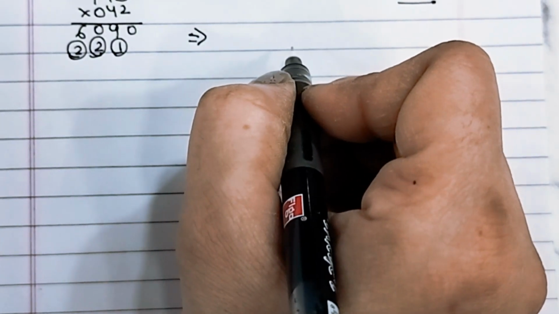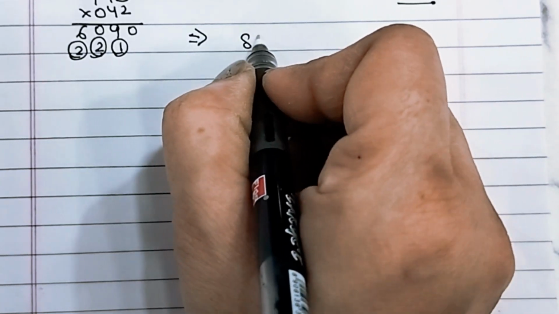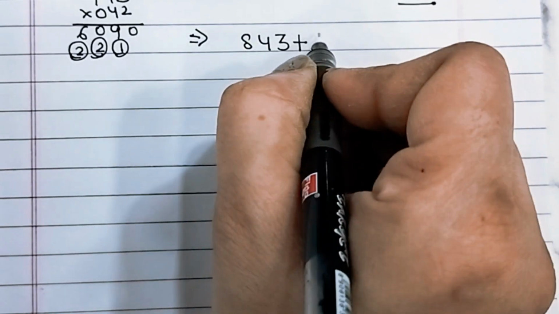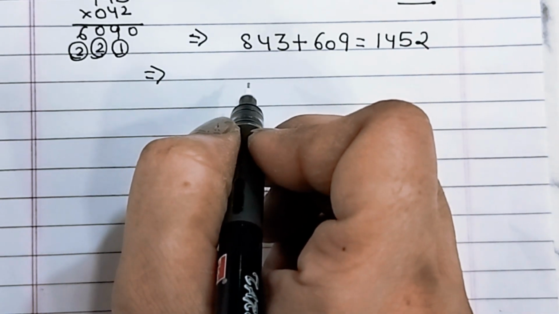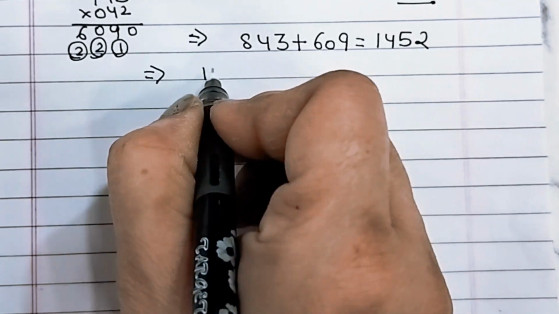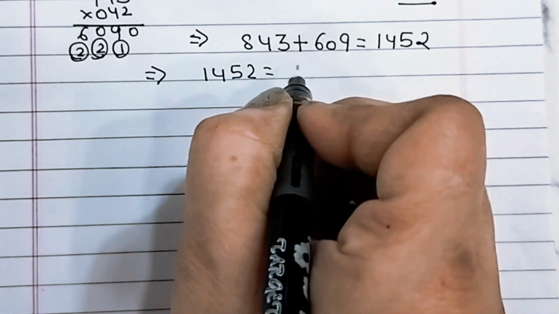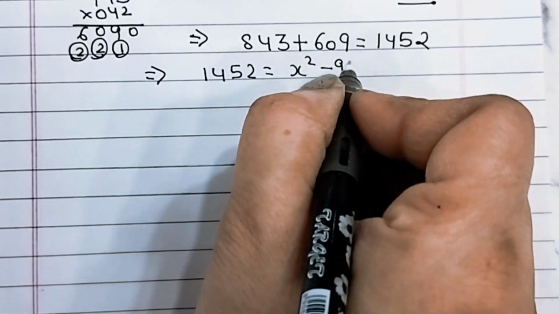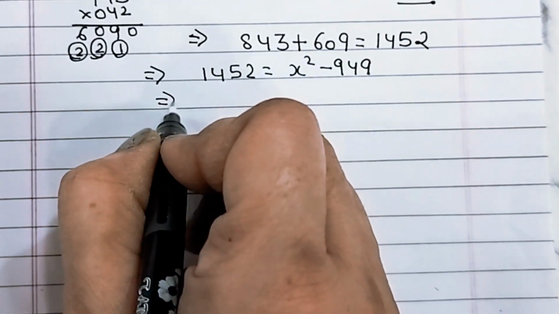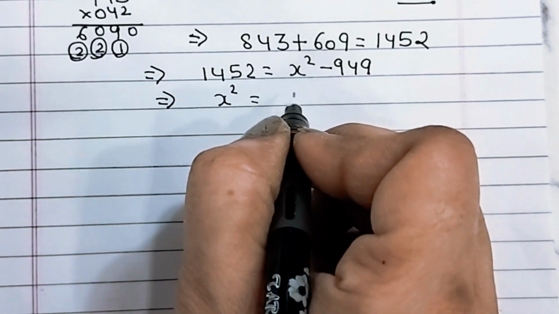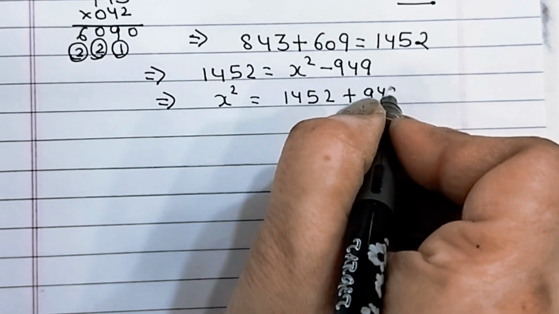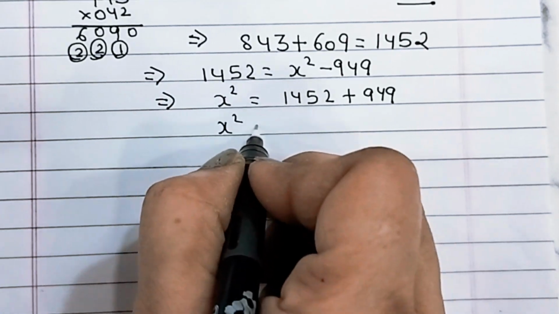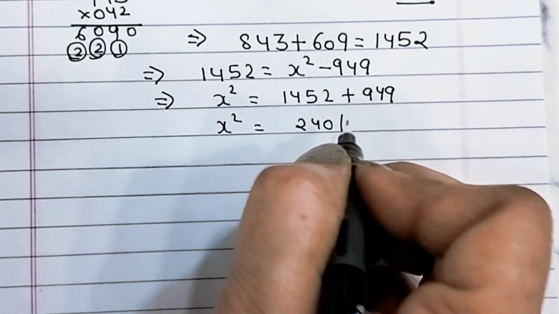Step 3 says combine the results on the left hand side. So first 843 plus 609 is equal to 1452. Set up the equation and isolate the unknown number x square, that is 1452 is equal to x square minus 949. Now we'll transpose the values. X square is equal to 1452 plus 949. After adding it, you will get 2401.